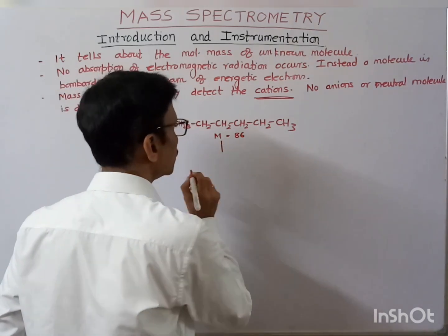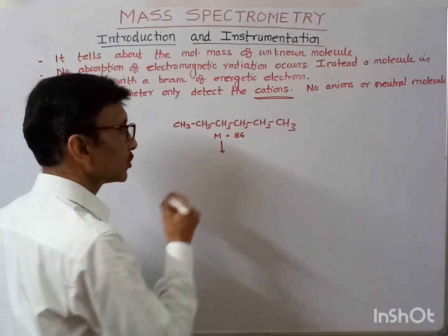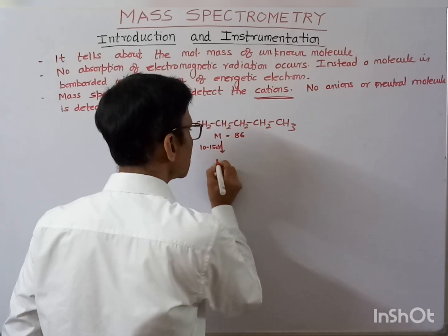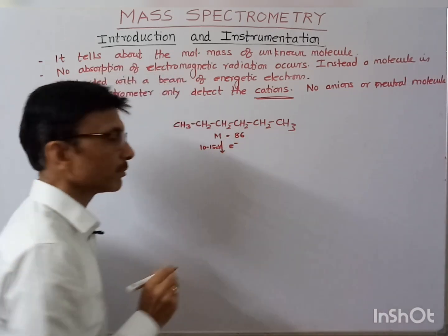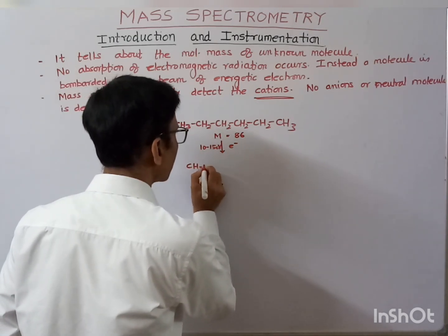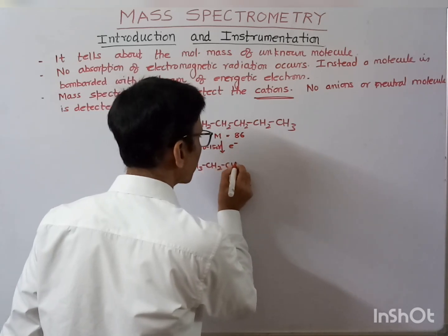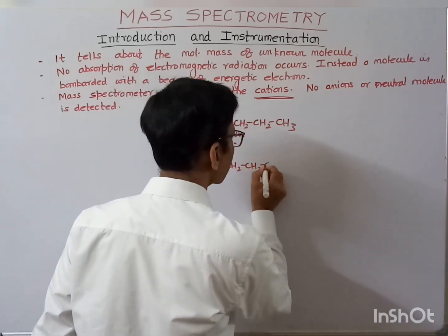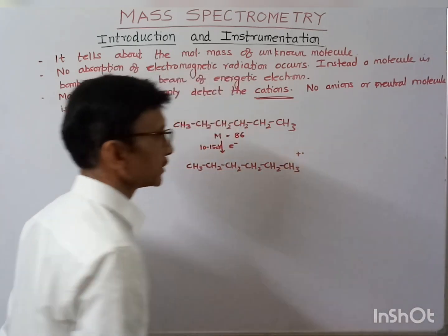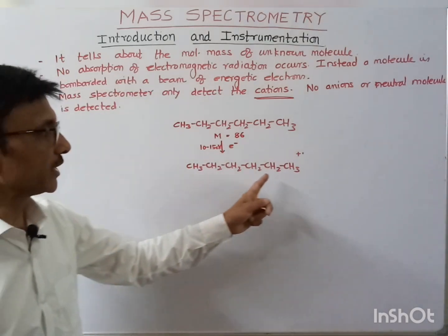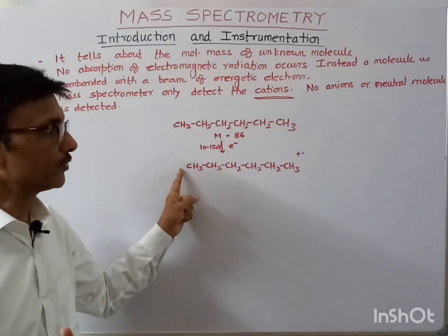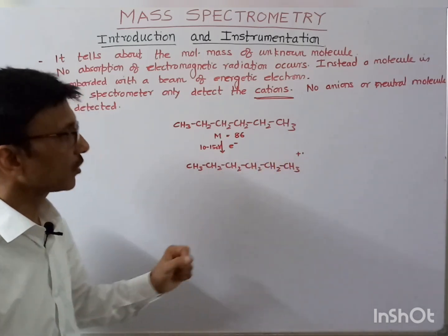This is now converted into the molecular ion at 10 to 15 electron volt. If it is bombarded with electrons, then it would be converted into the molecular ion. The molecular ion for this is written like this. This is the molecular ion, meaning one electron from this molecule is removed to give the molecular ion. I will tell you how.